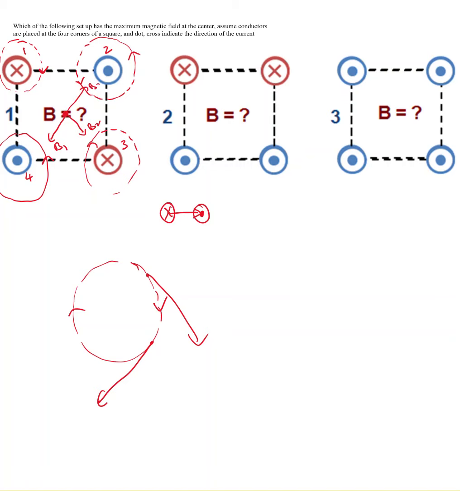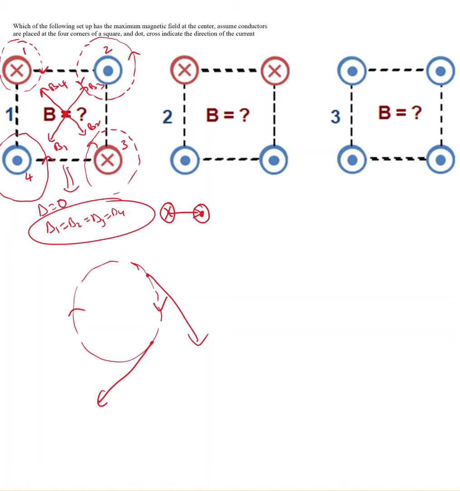At the center, I didn't draw to scale, but assuming every current is the same in this case, B1 must be equal to B2, equal to B3, equal to B4. So they cancel out each other. For this setup, B at the center must be equal to 0.